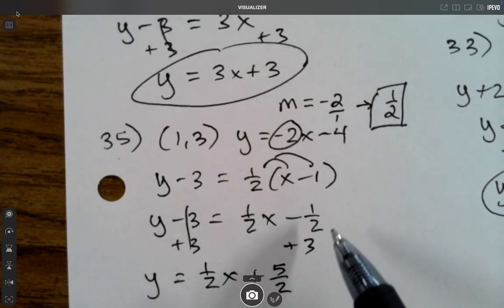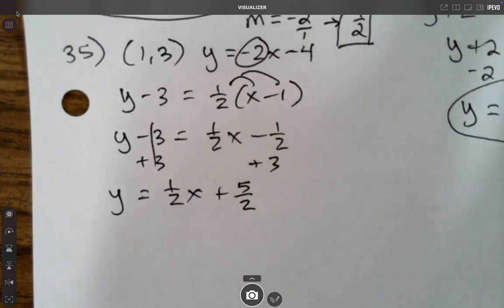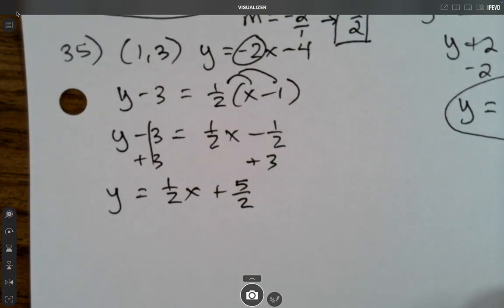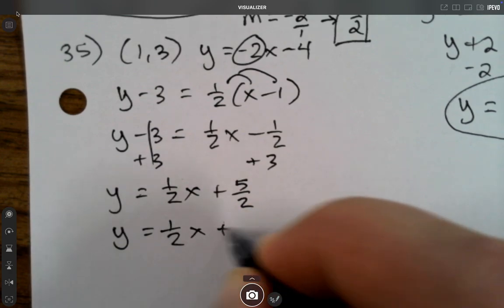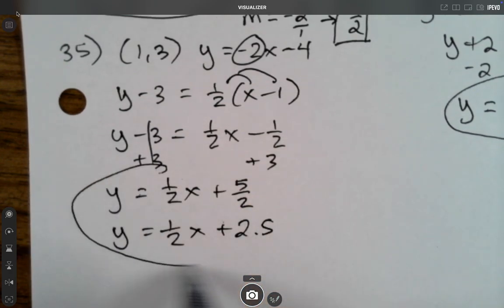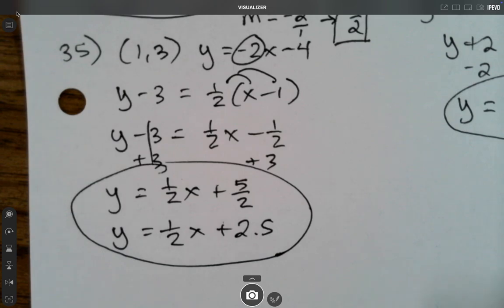Or, again, in your calculator, you can type in negative 1 divided by 2, hit enter, then do plus 3, and that will give you 2.5. So this answer would also be good. Either one of those forms is good.